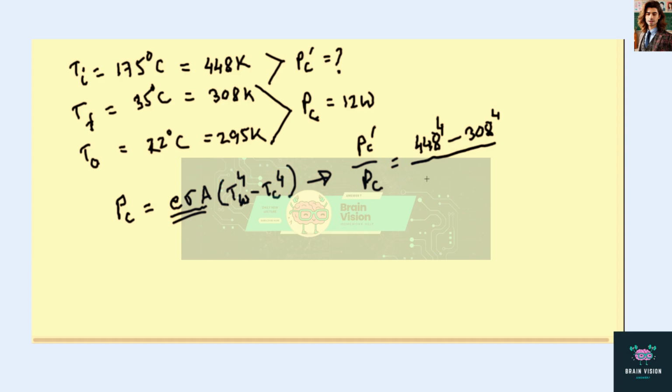and while it is cooling down to room temperature, that will be 308 to the fourth minus 295 raised to the fourth. Now in this particular case, we can also write that Pc was 12 watt. So putting all those numbers in together, we can solve for Pc prime, and that will come out to be 275 watt.